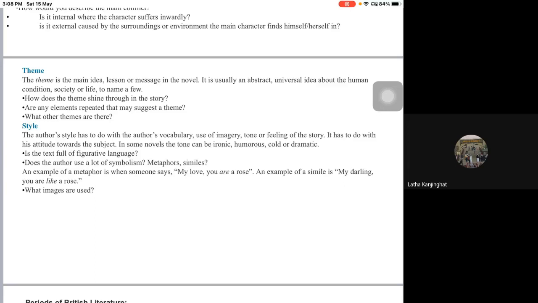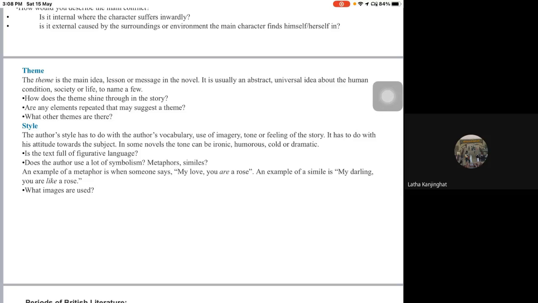An example of a metaphor is when someone says, "My love, you are a rose." An example of a simile is, "My darling, you are like a rose." When you introduce like or as, then it becomes a simile. But if the comparison is direct without using any words like like or as, then it becomes a metaphor. I hope you know the difference between metaphor and simile.